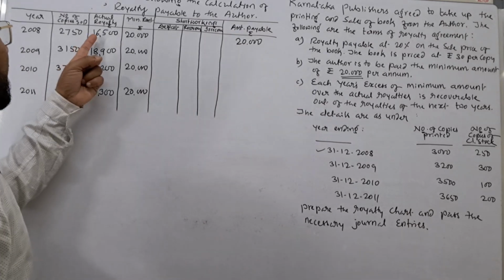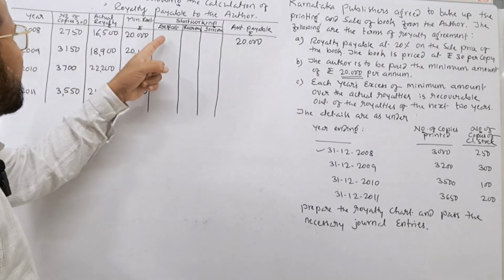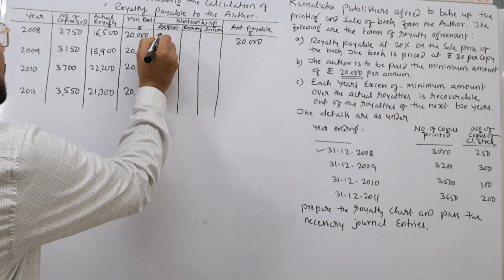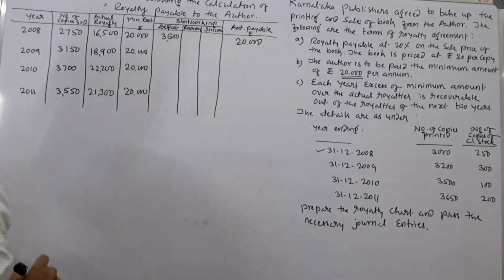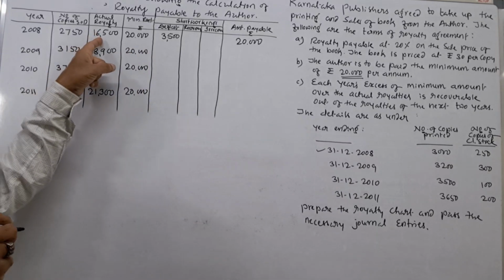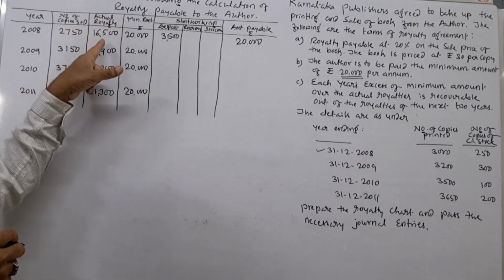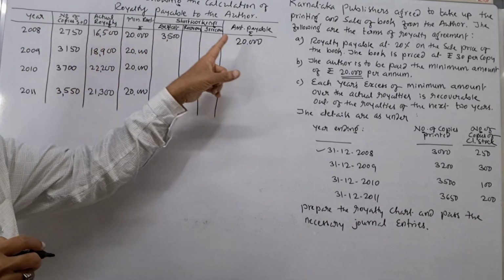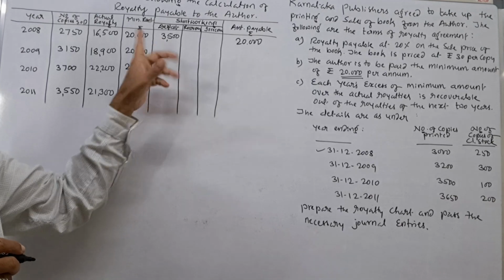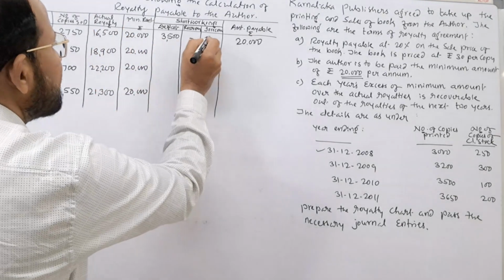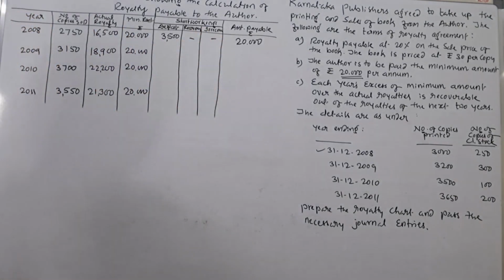Actually 20,000 is required to be given to the author. Now what is the deficiency here? How much deficit comes? 3,500 rupees. See, 16,500 is the actual royalty. Instead of giving 16,500, here the publisher is giving rupees 20,000 to the author. That is why here 3,500 is to be considered as a short working or deficit.